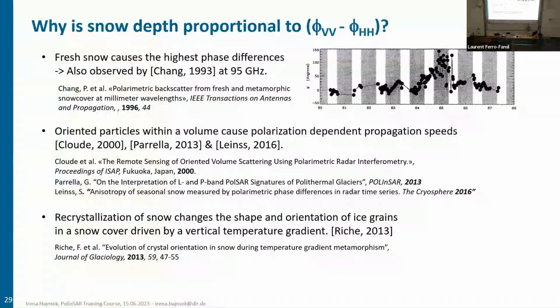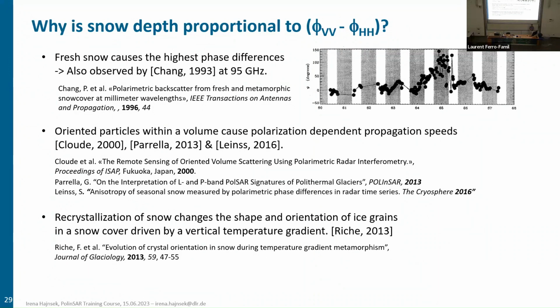Because what we saw could be an indicator of how strong, or what the snow height estimation is. There have been a lot of different studies showing this, and in principle there are 3 points which are important to remember. The first one: fresh snow causes the highest phase difference. This is what we also saw in our images already without knowing it. We have a phase shift, and the strongest phase difference that we can also see in X-band. This has been observed even at higher frequency, as you can see here, 95 gigahertz from Chang.